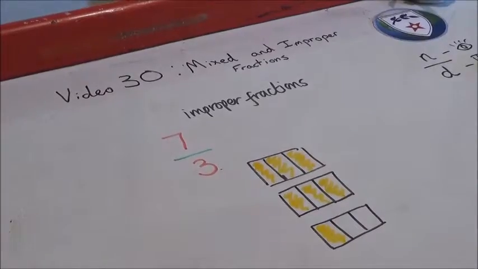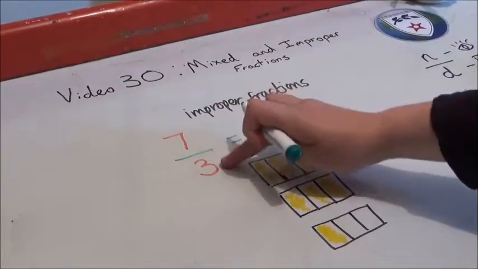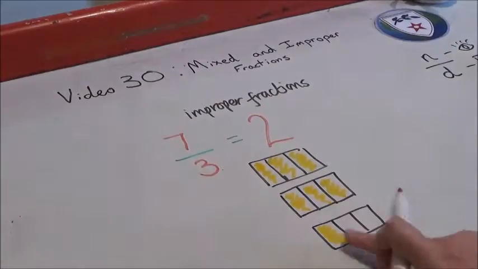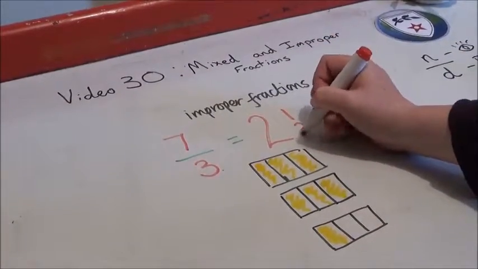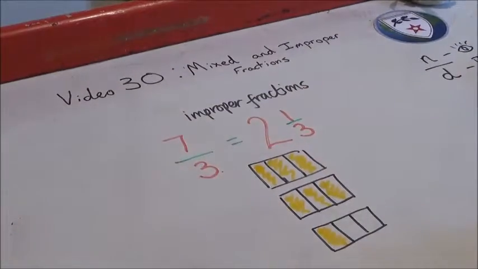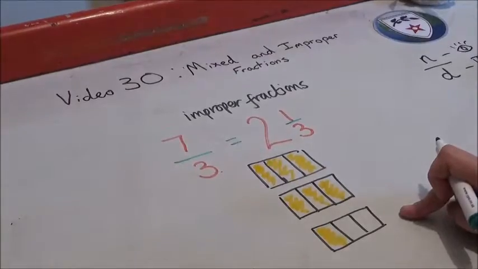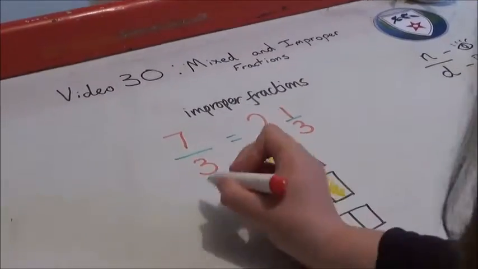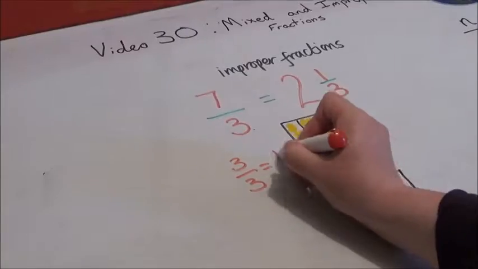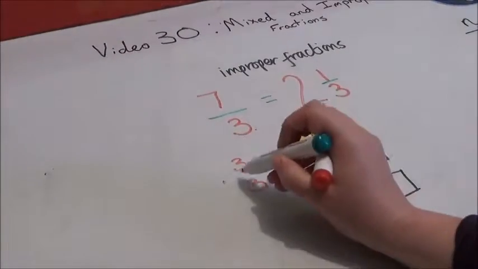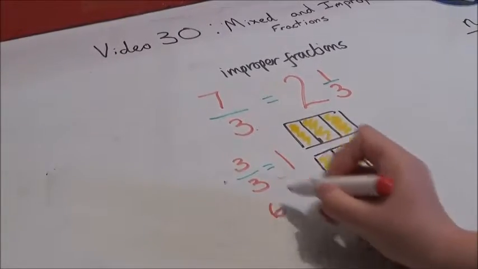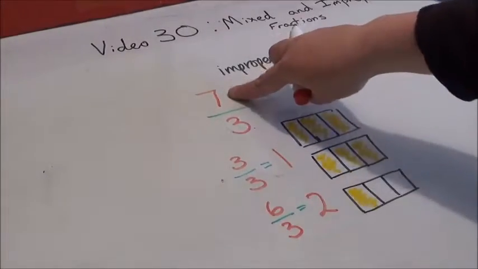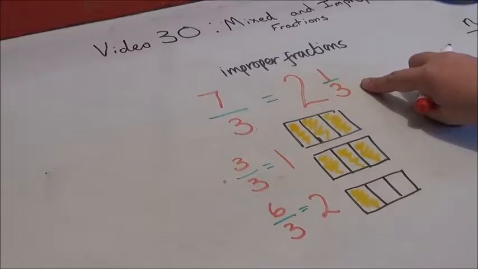So my improper fraction is 7 thirds. My mixed number fraction is 2 wholes and 1 third. You can see here that I've got 2 wholes from it and 1 third. Now, a quicker way of doing it without seeing the visual representation is to think, okay, so 3 thirds is the same as 1. So 6 thirds, double that, is the same as 2 wholes. But I've got 7 thirds, so I'd have 1 more third left over. And that's what I've got there.